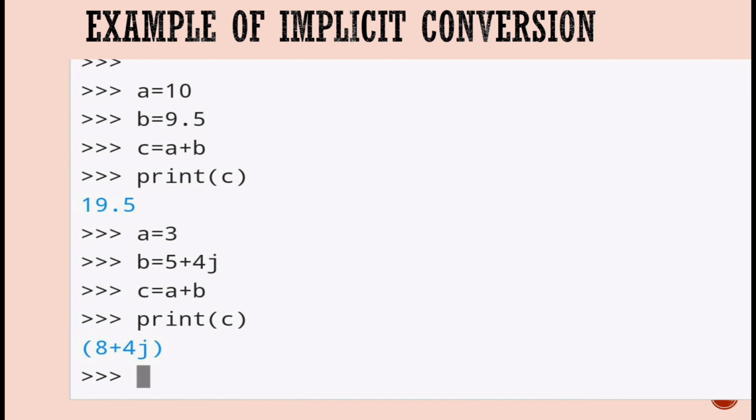Look here, addition of an integer and a complex number. When we are trying to add it, the integer number 3 is converted into a complex number, that is 3 plus 0j, and 8 plus 4j is the answer.